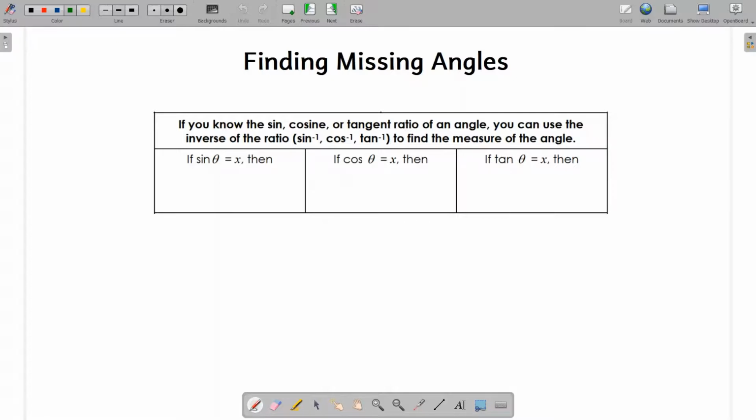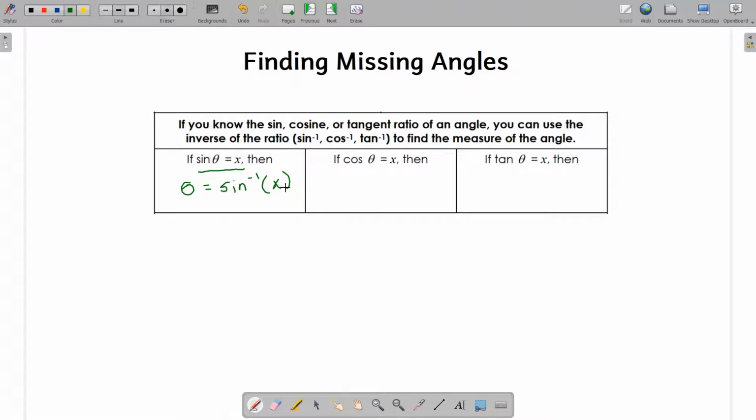Now, consider this equation here. Sine of theta equals x. If we're solving for theta, then inverse sine would be taken of both sides. It would cancel with the sine on the left, leaving us with theta equal to inverse sine of x. So sine to the -1 power is what it looks like. On your calculator, if you hit second sine, that's what's going to give you the inverse.